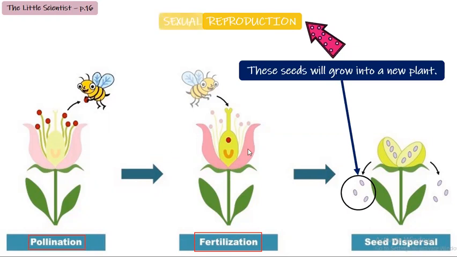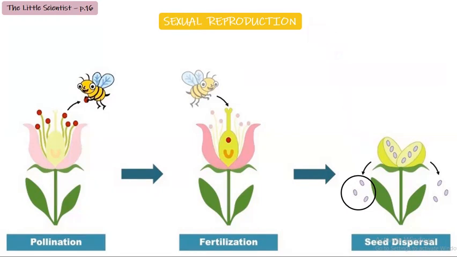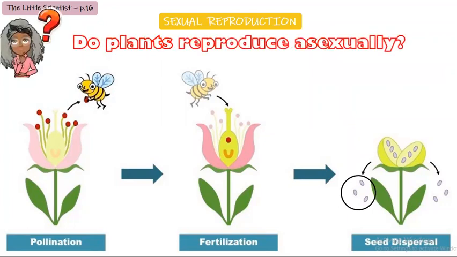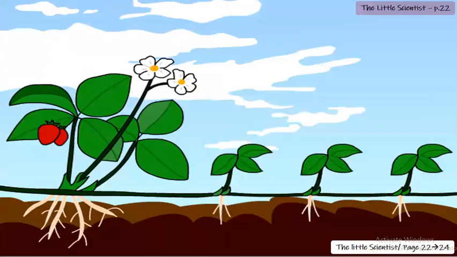Which type of reproduction is this? This is sexual reproduction, because for the reproduction to happen, you will need both the male part and the female part. And actually, this seed has two parents. It has a mom and it has a dad. There is a sexual reproduction in plants. There is also an asexual reproduction in plants. So, yes, plants reproduce asexually.